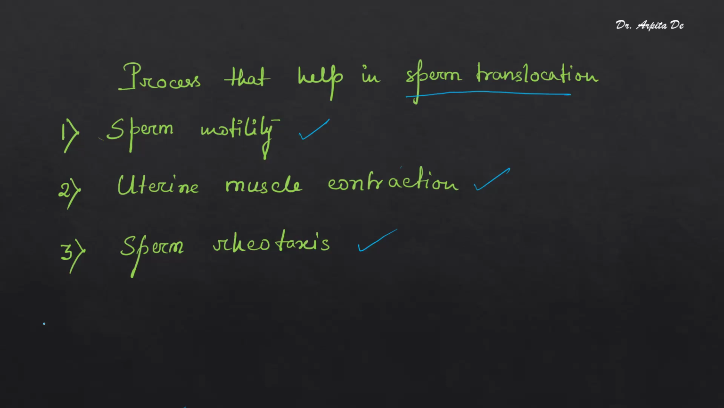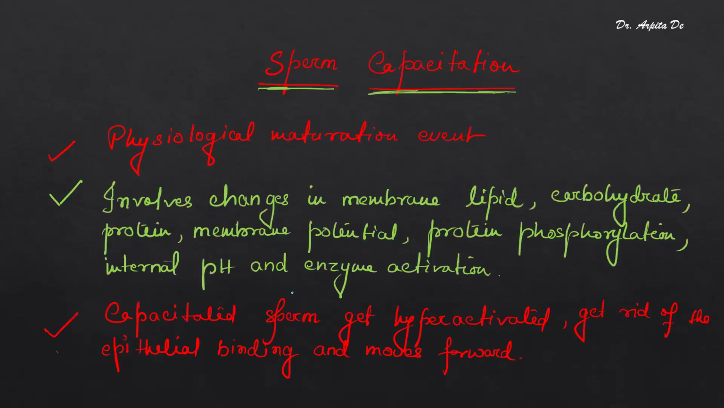And last, we talk about sperm rheotaxis. What does that say? Calcium ion channels open in the sperm and cause calcium influx in it, which helps in sperm movement. So, the question can come: what is the main ion associated with this? Your answer is calcium ion.